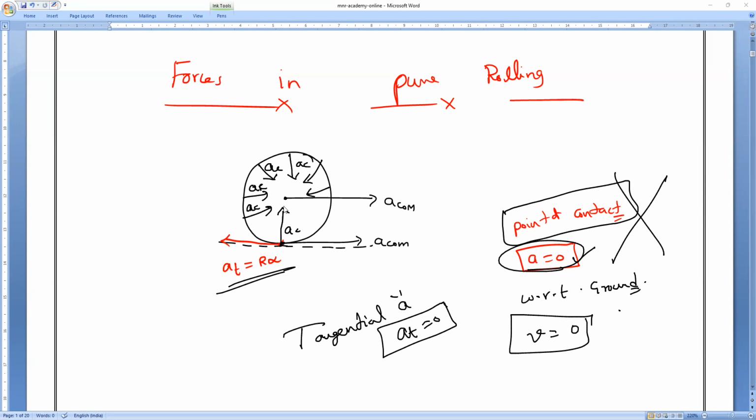So there will be acceleration which makes it spin or makes it roll. That is centripetal acceleration or radial acceleration, which is always acting on this. That is what you have to remember. I hope you all are clear. So with respect to ground, tangential acceleration is 0. It's not that acceleration is 0. That is what you have to remember. Okay, guys, please respond.